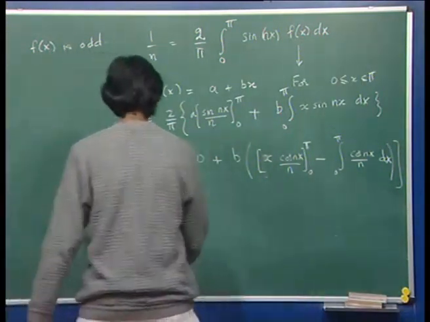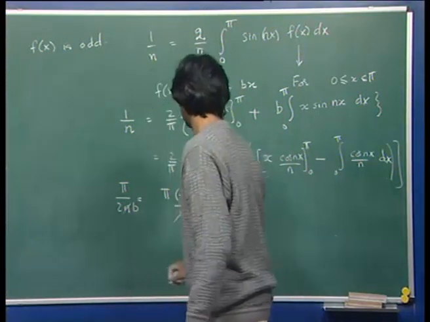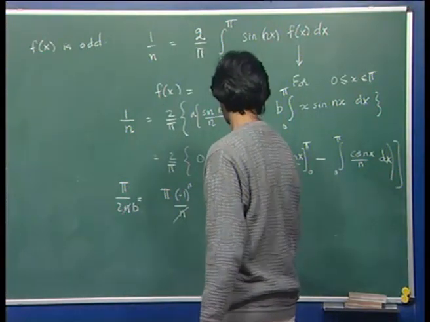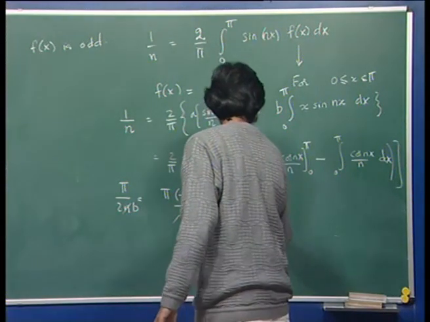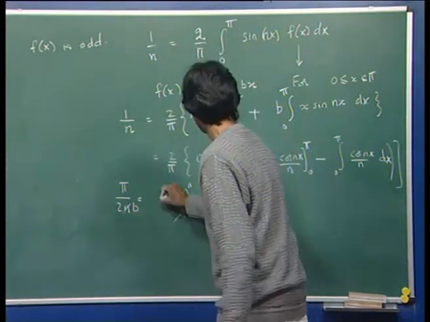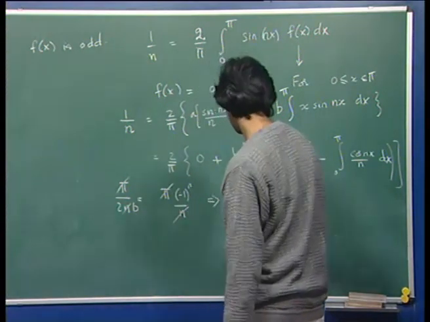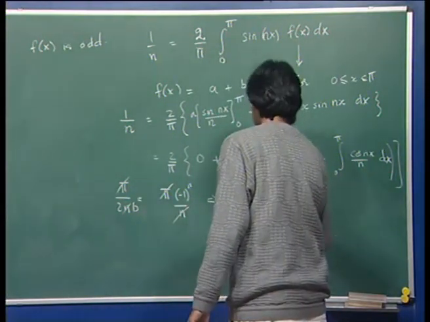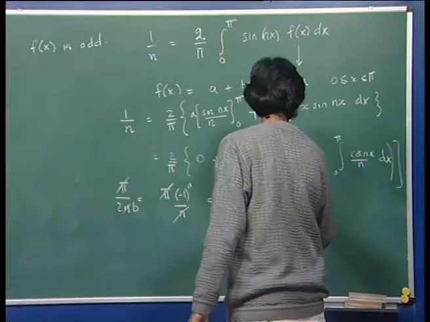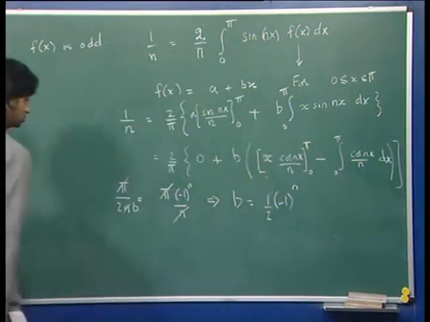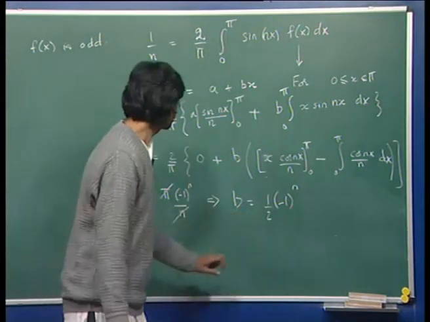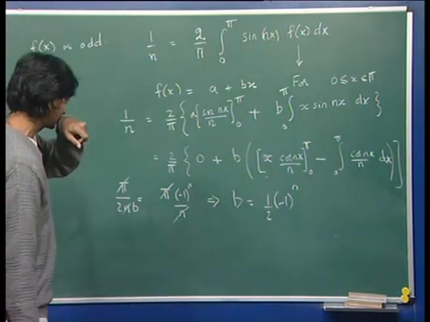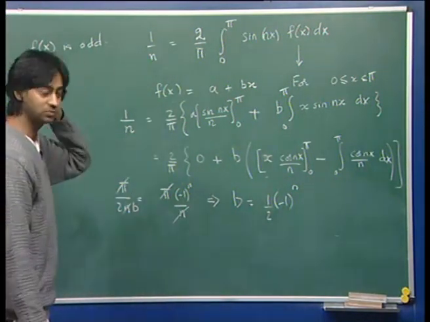Okay, so what you see immediately is that this is equal to... so this implies b is equal to 1 by 2 minus 1 raised to n. Okay, so b is just 1 by 2 minus 1 raised to n. Now, what about a? How do you choose the value of a?